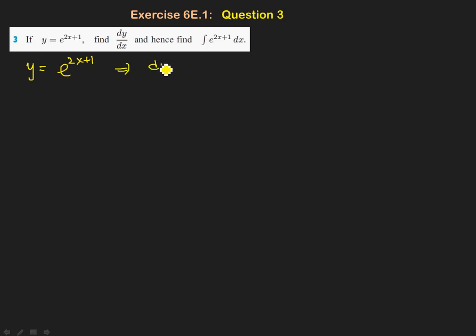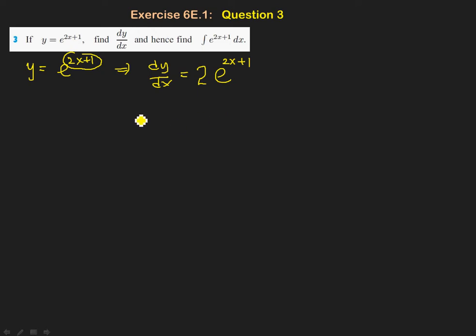Okay, so we do that. If you recall, to find the dy/dx of this function is simple. Just differentiate 2x plus 1. What do you get? Right, 2. Write the 2 here, and just copy the whole thing after 2. There you have it.